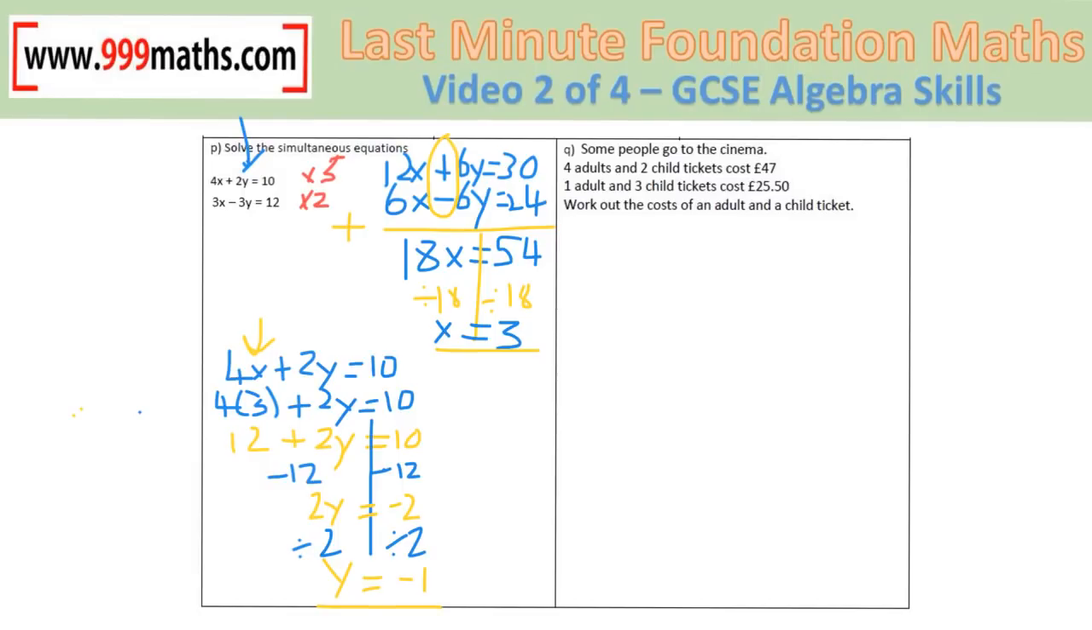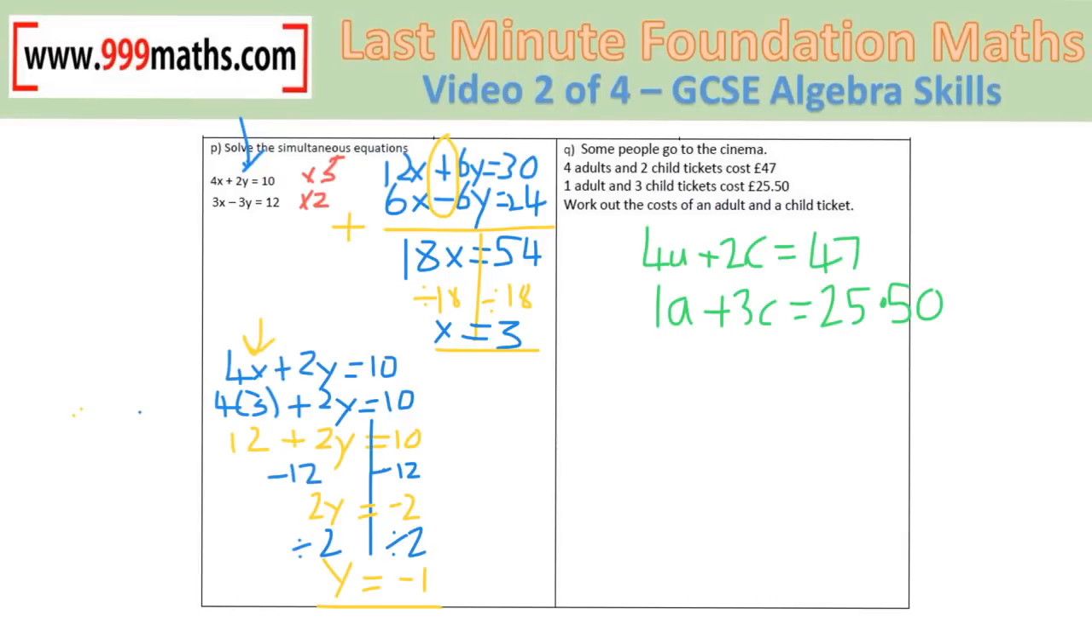The question on the right is exactly the same, it just starts off in the worded format. 4 adults and 2 children cost £47. And 1 adult and 3 children cost £25.50. I'm not going to finish that question, it's exactly the same method as the one on the left.